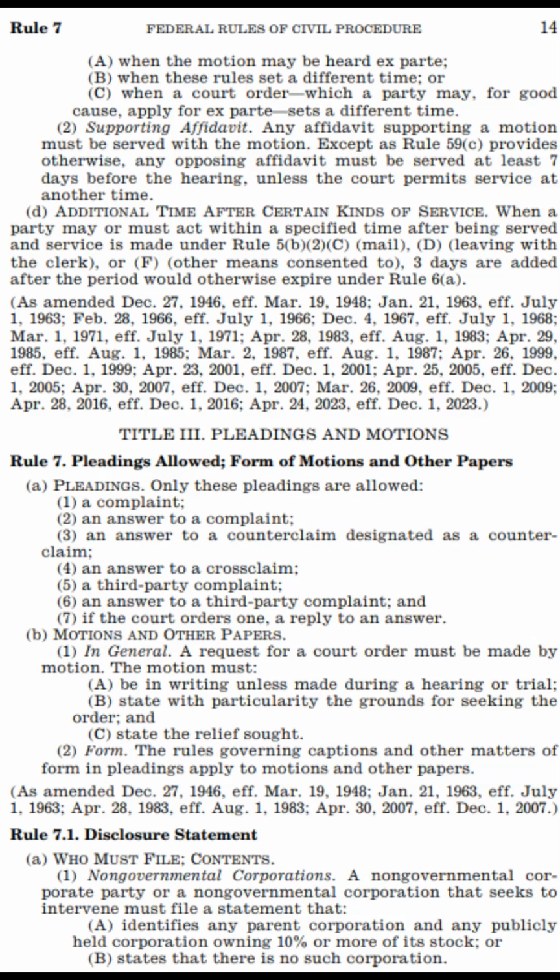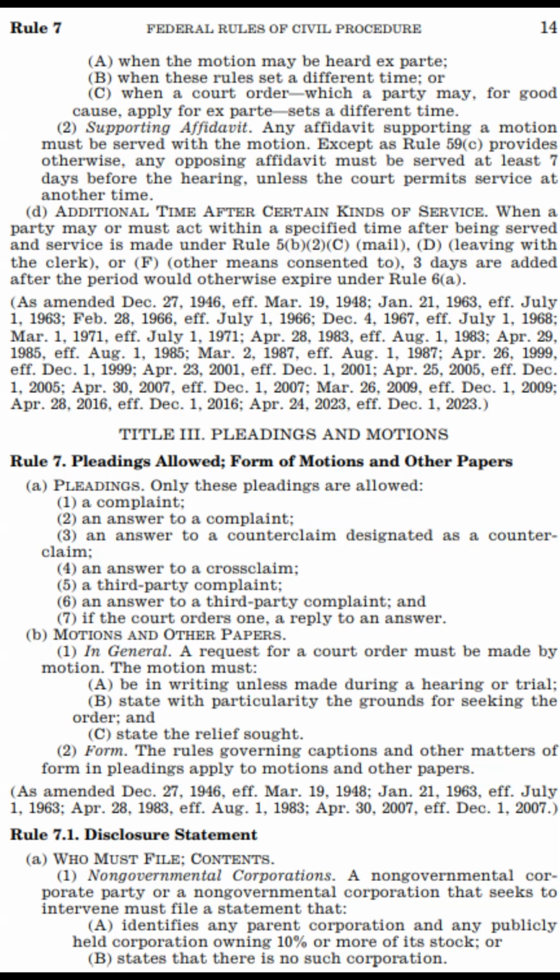Title 3. Pleadings and Motions. Rule 7. Pleadings allowed. Form of motions and other papers. A. Pleadings. Only these pleadings are allowed: 1. A complaint. 2. An answer to a complaint. 3. An answer to a counterclaim designated as a counterclaim. 4. An answer to a cross-claim. 5. A third-party complaint. 6. An answer to a third-party complaint, and 7. If the court orders one, a reply to an answer.